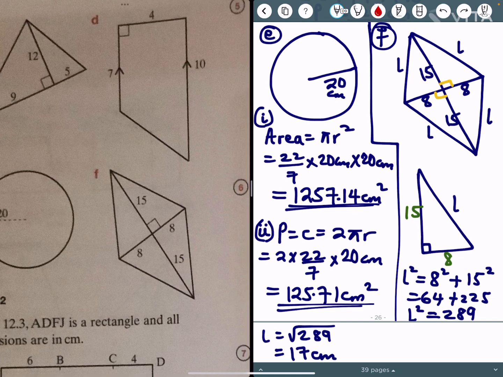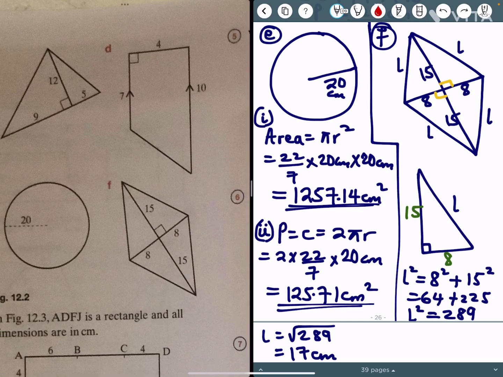Now, next is F. F is a rhombus, and the diagonals are given. The longer diagonal is 30. The longer diagonal is what? 30. The shorter one is 16. But those diagonals bisect perpendicularly at 90 degrees. So this side is 15, this side is 8. Now, these 2 sides, 15 and 8, form a right angle triangle whose hypotenuse is a side of the rhombus. This is the hypotenuse facing the right angle mark.